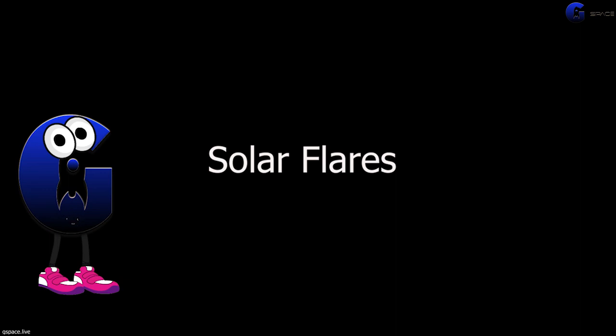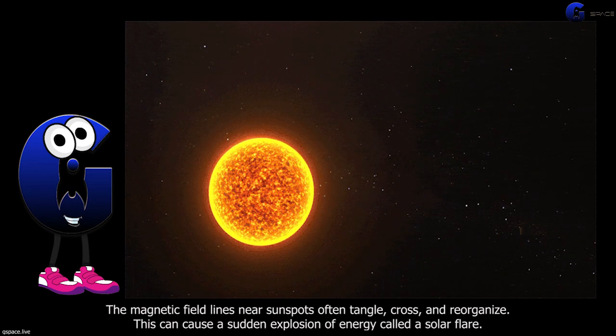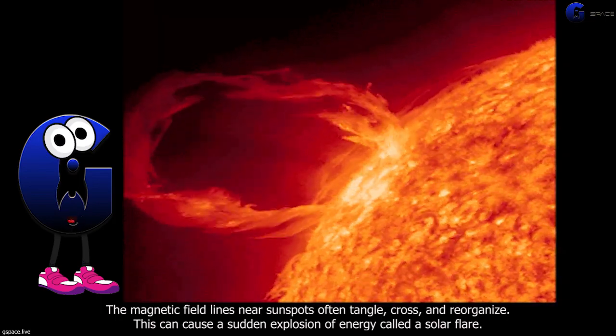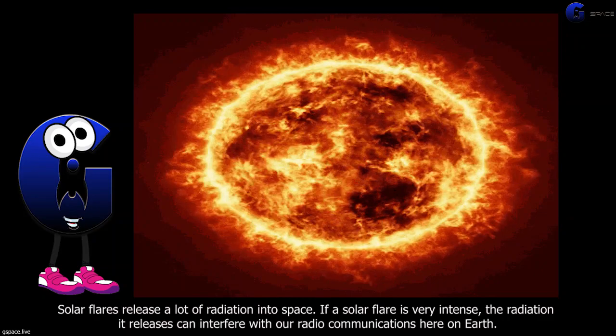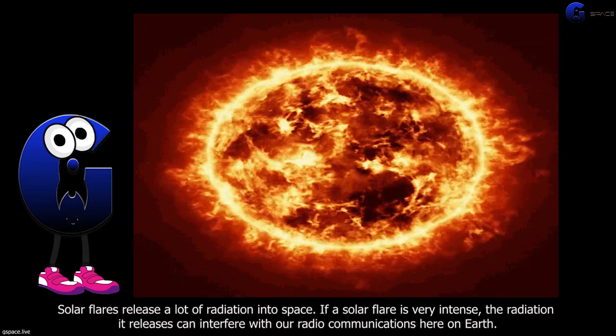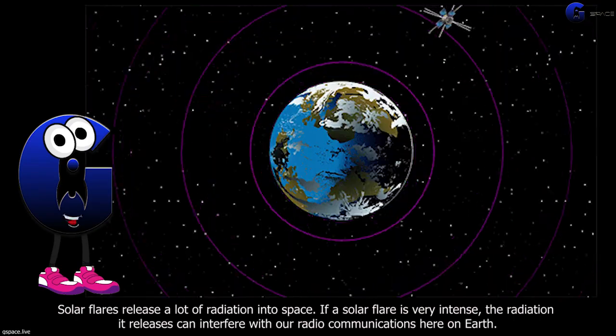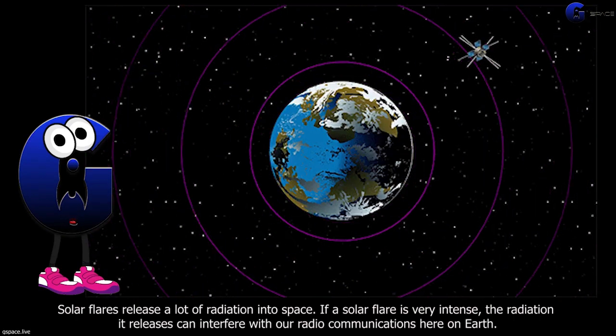Solar flares. The magnetic field lines near sunspots often tangle, cross, and reorganize. This can cause a sudden explosion of energy called a solar flare. Solar flares release a lot of radiation into space. If a solar flare is very intense, the radiation it releases can interfere with our radio communications here on Earth.